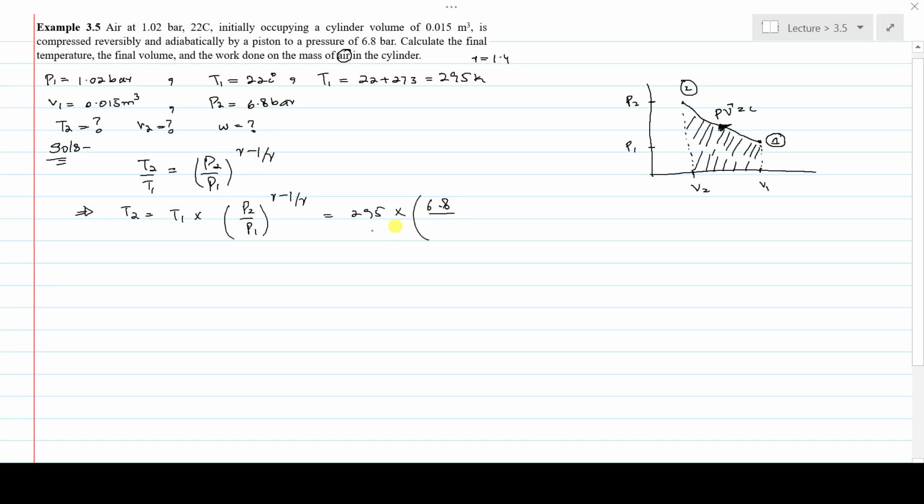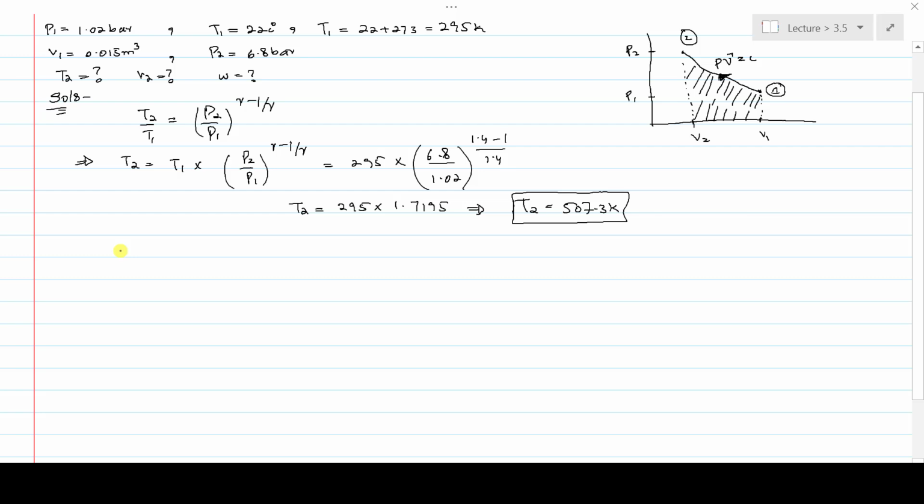T2, after solving this on a calculator, you will get its value, that is 1.7195. Multiply this with the initial temperature of 295 Kelvin, and you will get the final state temperature, and it is 507.3 Kelvin.